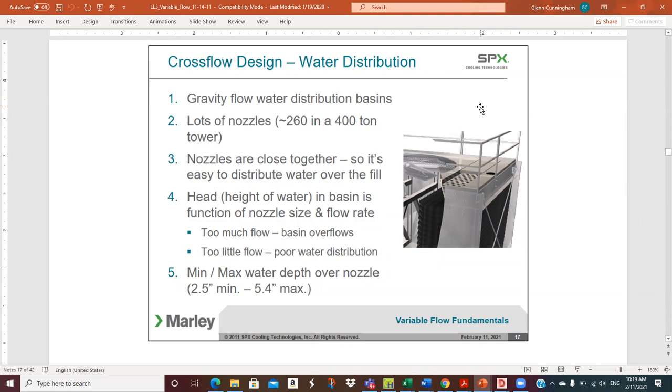The head, or the height of water in the basin, is a function of nozzle size and flow rate. If you put too much flow, it can't fall through the nozzles, and you can overflow the tower. I've seen a few towers where you go out there and look at it, and the water is just streaming down, overflowing, coming out. And you go, I don't think that's right.